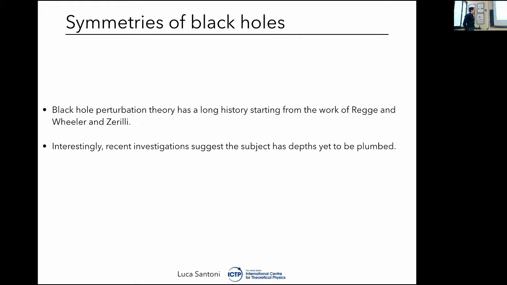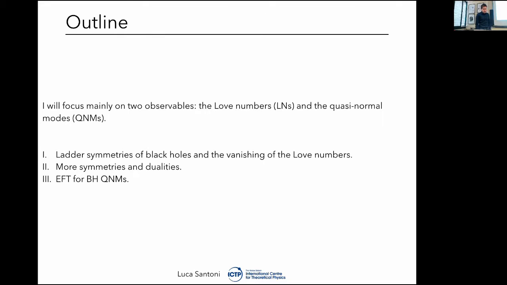Black hole perturbation theory has a long history that started with the works by Regge, Wheeler and Zerilli. But interestingly, as I will show you, there are recent results that suggest there are some gaps in this field that are yet to be explored. I will focus on two observables. The first one is the black hole Love number, the tidal deformability of a compact object. And the second is quasinormal modes.